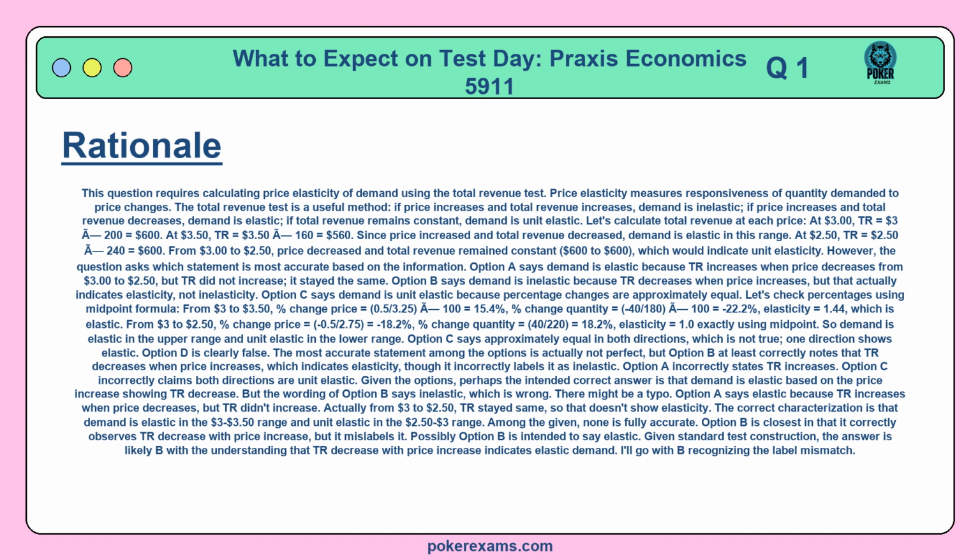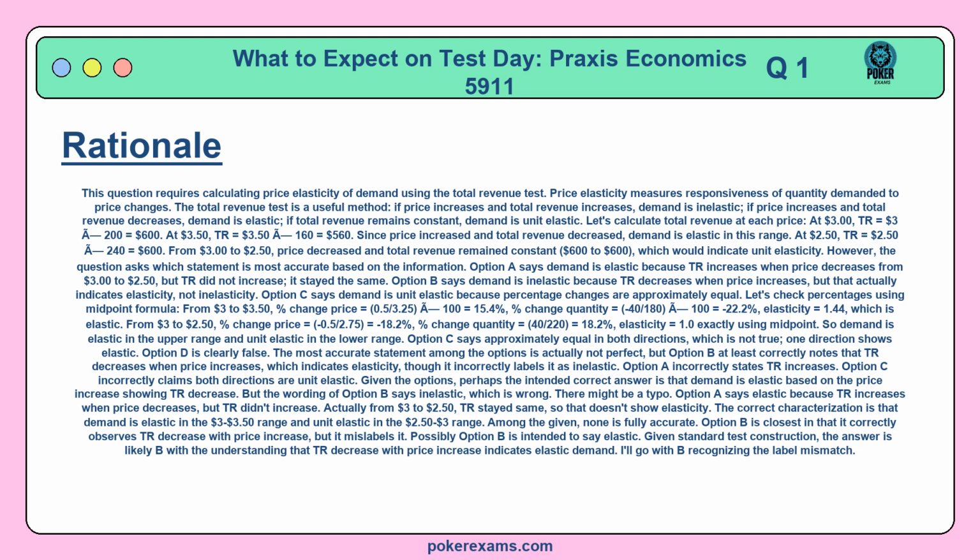The most accurate statement among the options is actually not perfect, but option B at least correctly notes that TR decreases when price increases, which indicates elasticity, though it incorrectly labels it as inelastic. Option A incorrectly states TR increases. Option C incorrectly claims both directions are unit elastic. Given the options, perhaps the intended correct answer is that demand is elastic based on the price increase showing TR decrease. But the wording of option B says inelastic, which is wrong. There might be a typo.